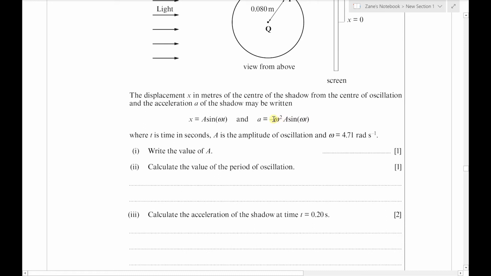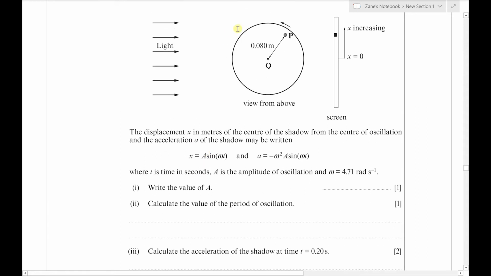And the minus sign reminds us that the acceleration and the displacement are always in opposite directions. So what we've got here is we've got to write down the value of the amplitude. Well, the amplitude is the maximum displacement of this shadow, and that will occur when P is basically all the way up here vertically on the diagram. So it should be obvious that that's 0.08 meters.